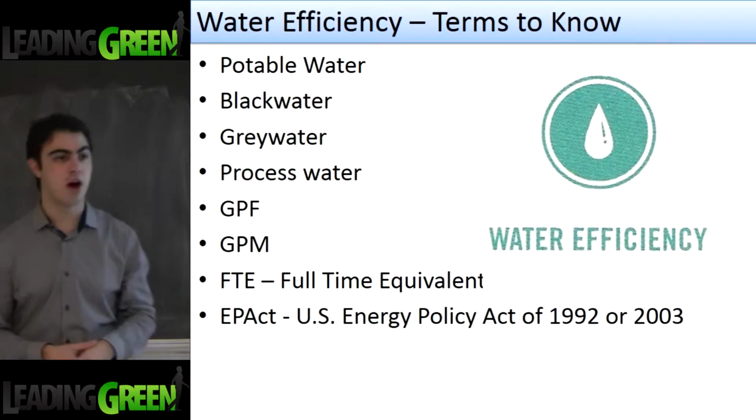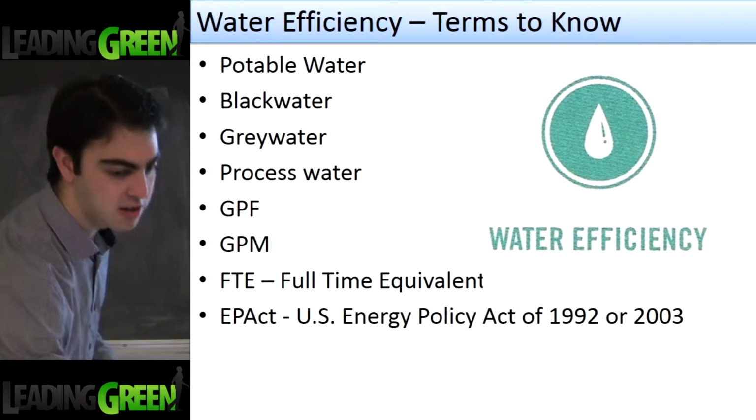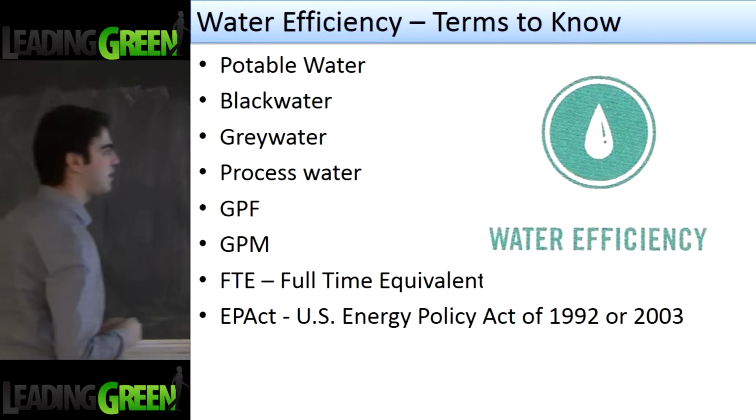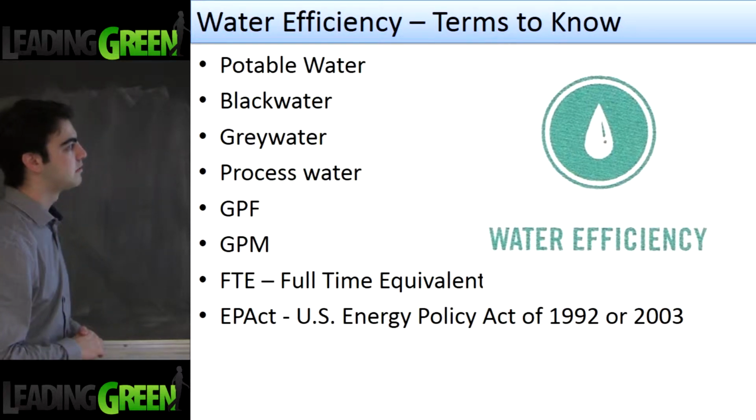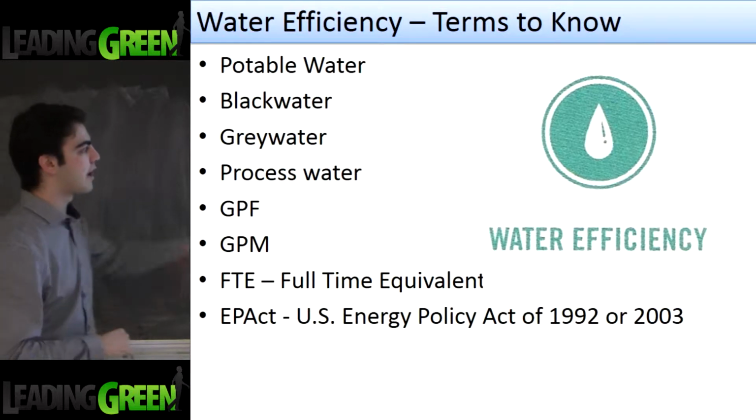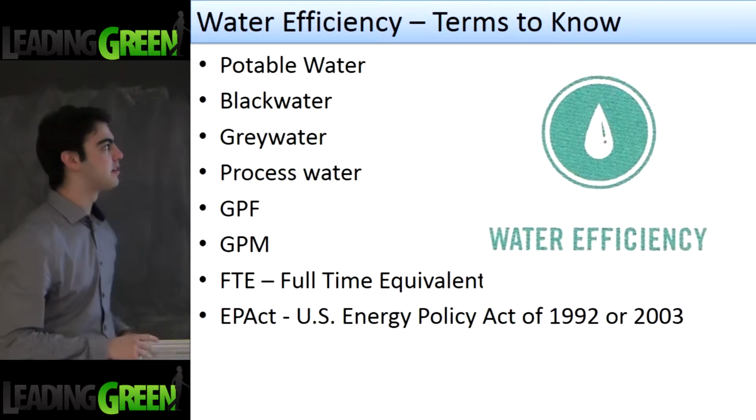Now we'll get into water efficiency. There are 10 points across the board here, so they're all equal. Okay. And we have one extra processed water for schools.